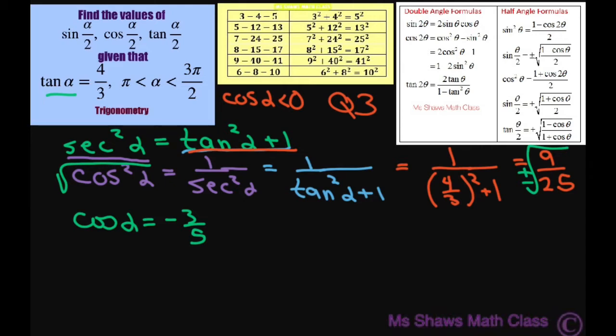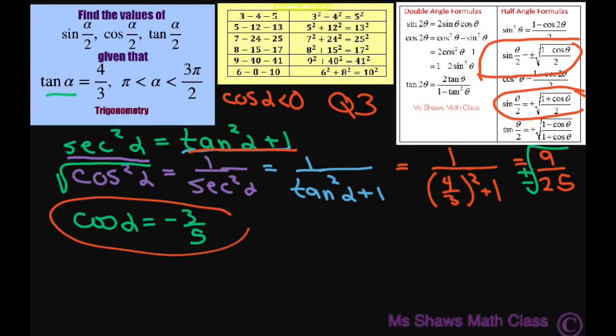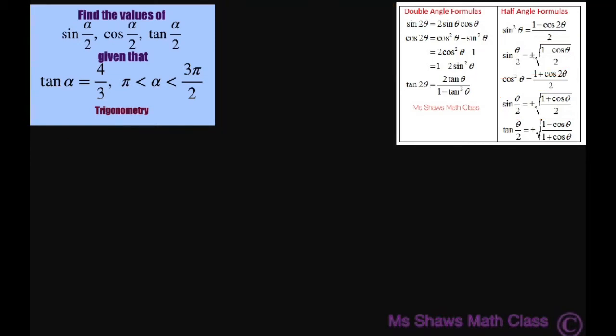So we're going to use these formulas for half angles. And the reason I got cosine first is because my half angles always have cosine in them. So let's do that now. We have cosine of alpha equals negative 3/5. Okay, so let's get started.